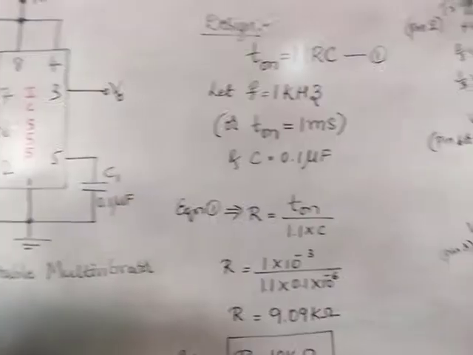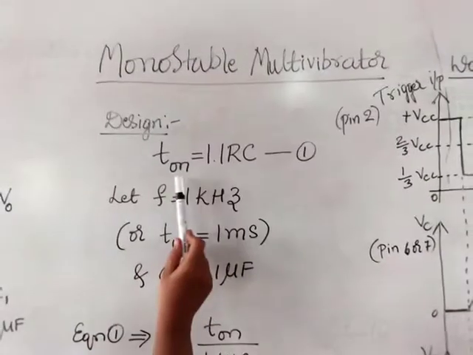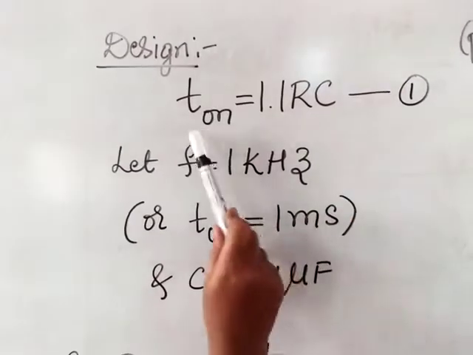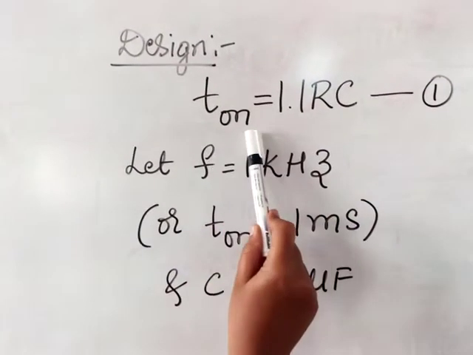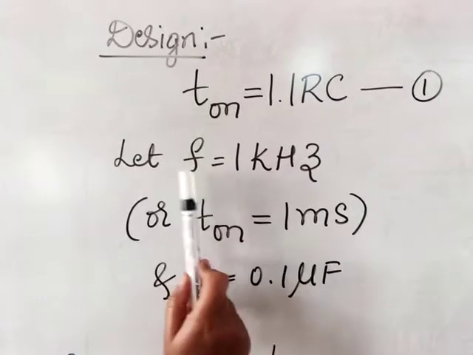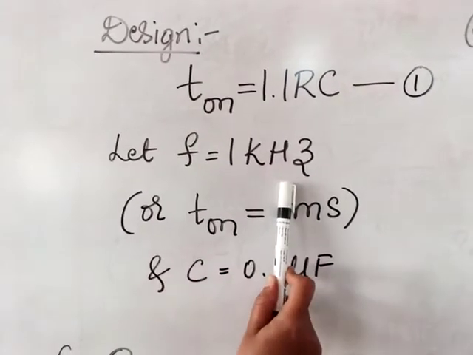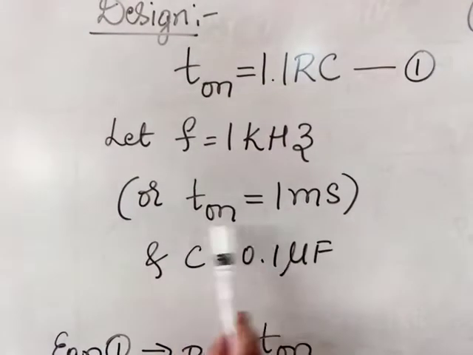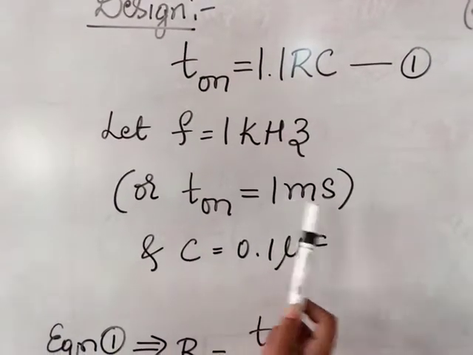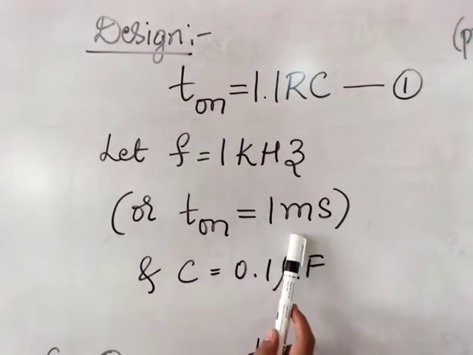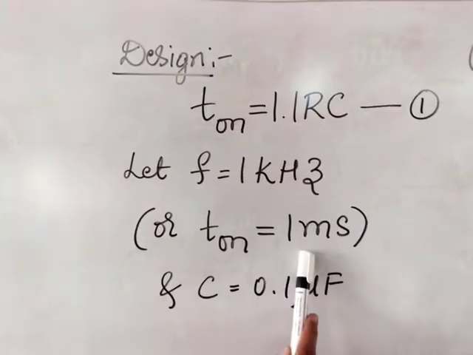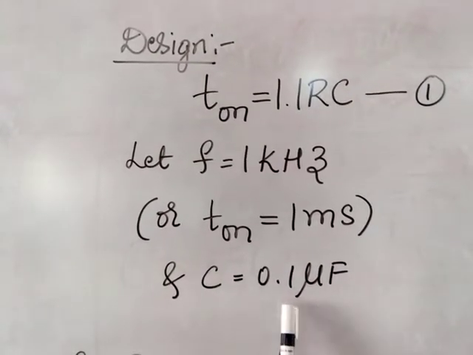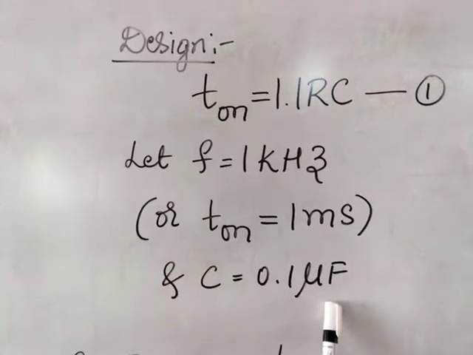Now let us see the design. T on is equal to 1.1 times RC. This is the equation of the on period. Let us assume the frequency equals 1 kilohertz. Either we can assume the frequency as 1 kilohertz or the on time as 1 millisecond. Here, since the on time is variable, we are assuming the on time equal to 1 millisecond, and assume the capacitance equals 0.1 microfarad.